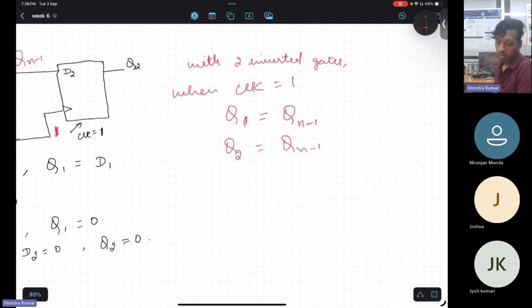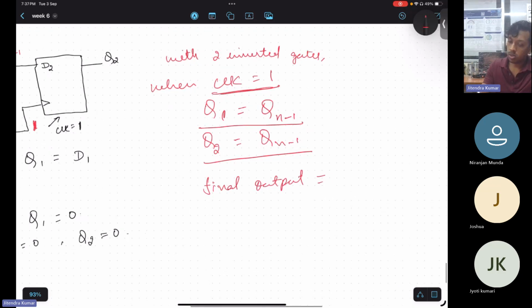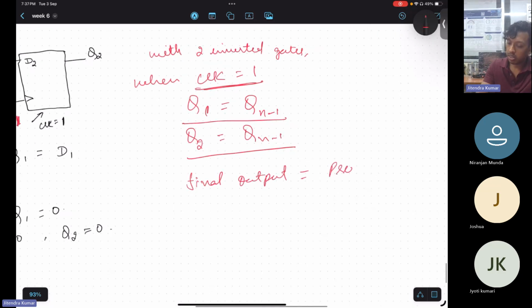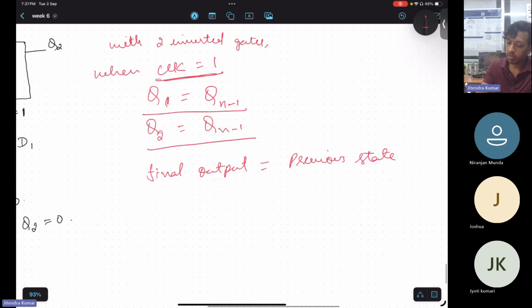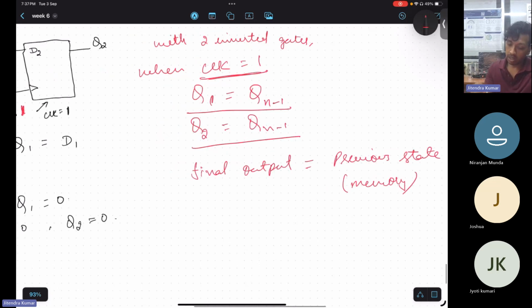Okay, so when clock is equal to 1, then Q1 is also Qn minus 1, Q2 is also Qn minus 1. It means the final output is equal to the previous state. Previous state, it means it is holding the memory. Okay, when clock is equal to 1.